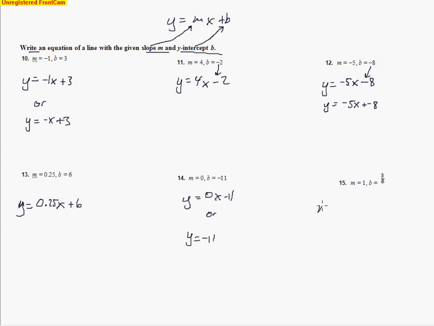Here we have y equals 1x plus 3/8. And so another way to write that is, instead of writing the 1, since every number or every variable is always being multiplied by 1, you could always just write it this way as well. So y equals x plus 3/8.